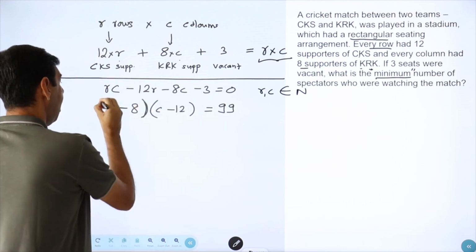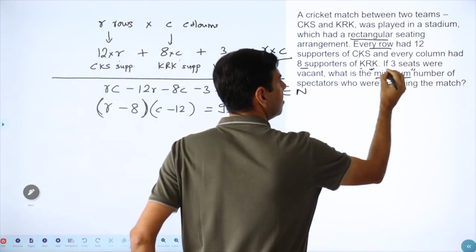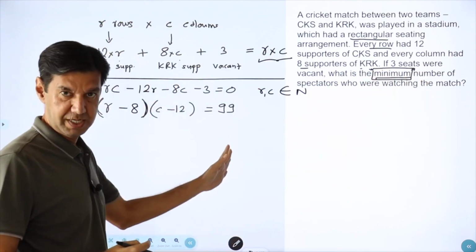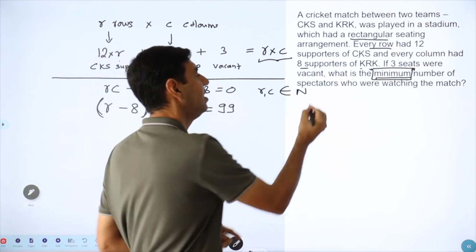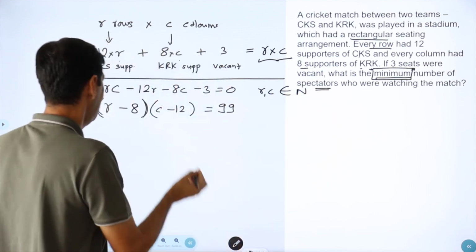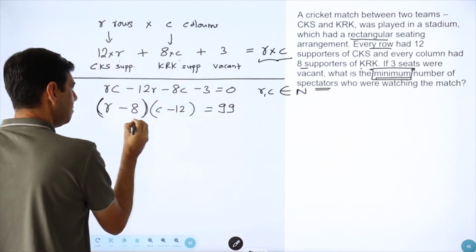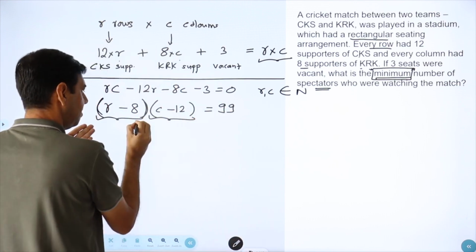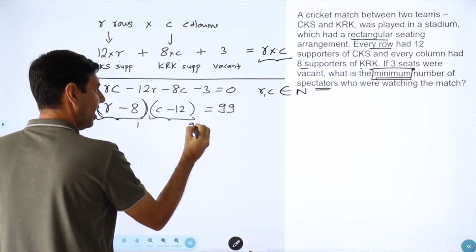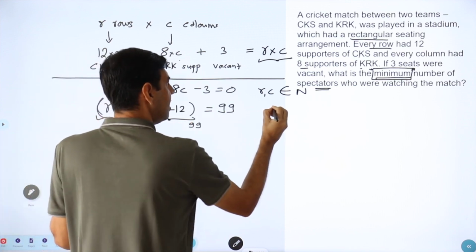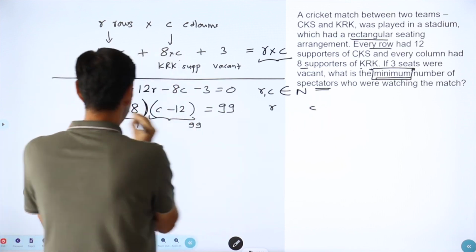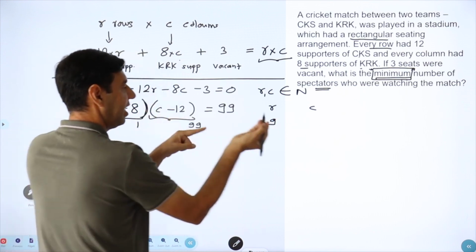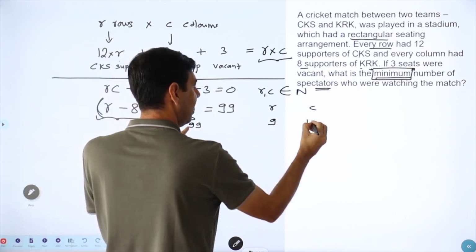Now you would appreciate the meaning of this word minimum. This is going to have multiple solutions to it. From that, we need the minimum number of spectators. So if I write the solutions, this term factorized could be 1 and 99. Then the values of R and C: R will be 8 plus 1, 9. C will be 99 plus 12, 111.